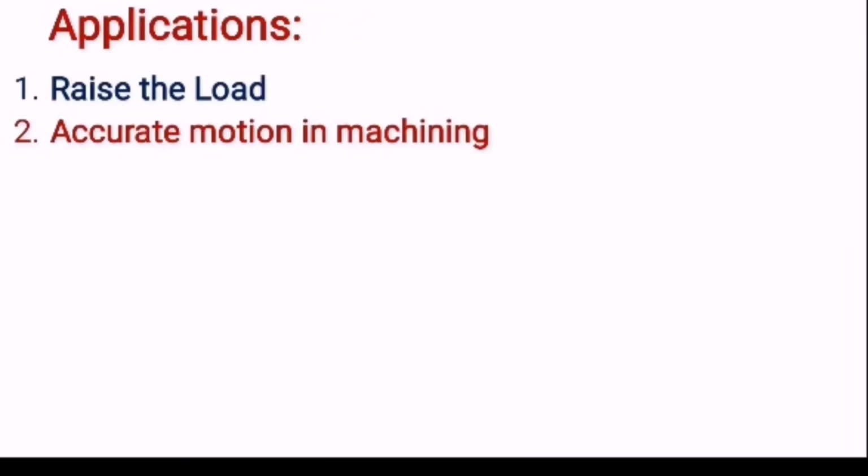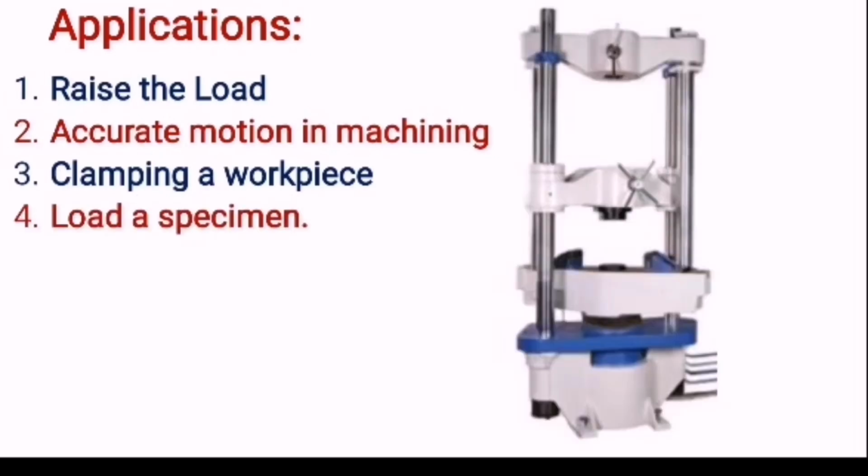The second application is to obtain accurate motion in machining operations. The example which can justify this statement is the lead screw of the lathe machine. The third application is to clamp a workpiece. In a machine shop or workshop, you might have used C-clamps. These clamps are nothing but power screws. The next application is to load a specimen. For example, the loading of specimens is done through beds which are mounted on power screws.